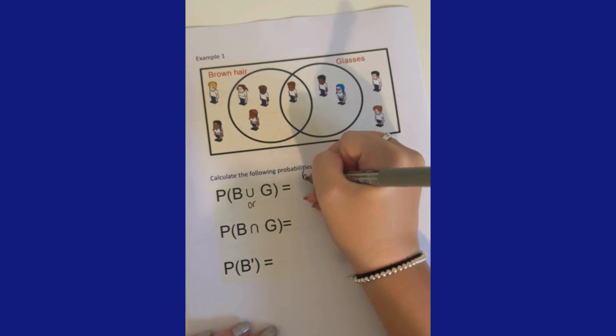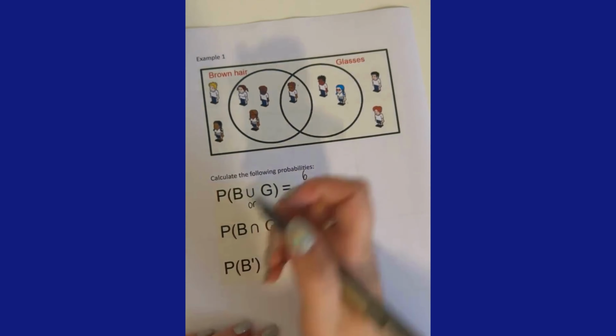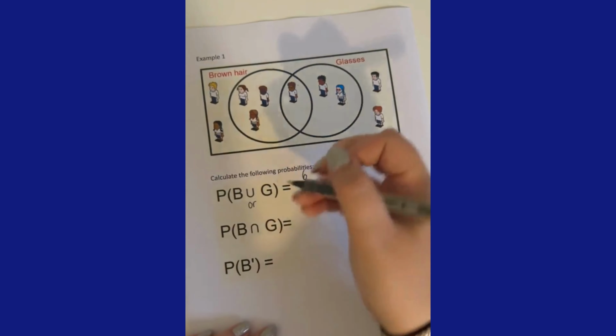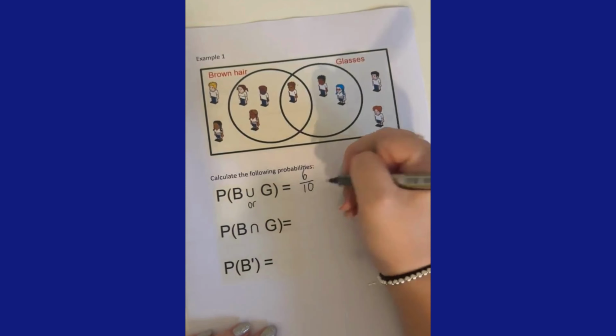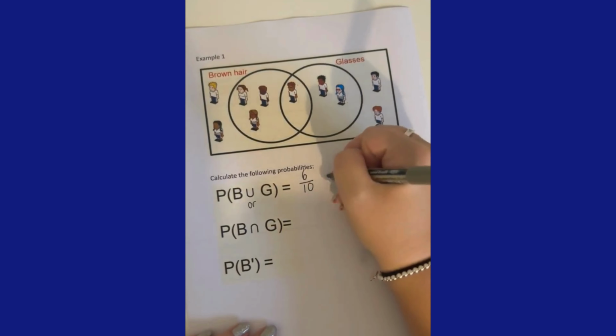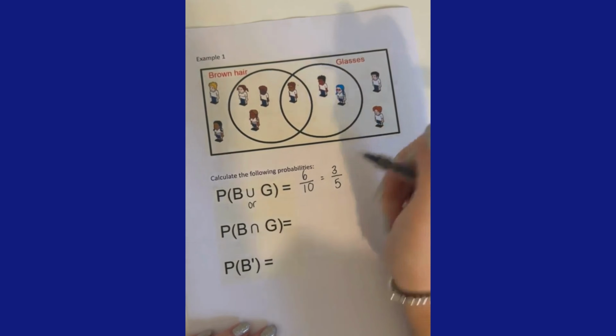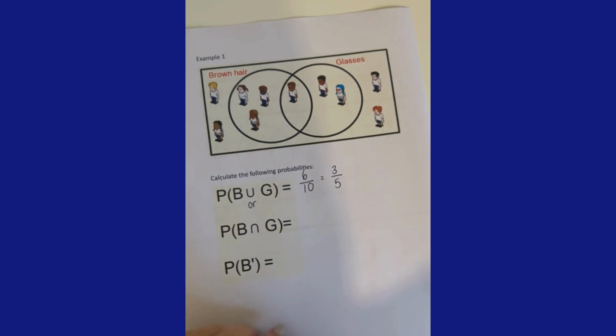So 6 is going to go on the numerator of our fraction. And then on our denominator, it's just how many we've got all together. So we've got 4 people around the outside, so our probability will be 6 out of 10. Now we can simplify that fraction if we want to, and that is going to get us 3 out of 5.